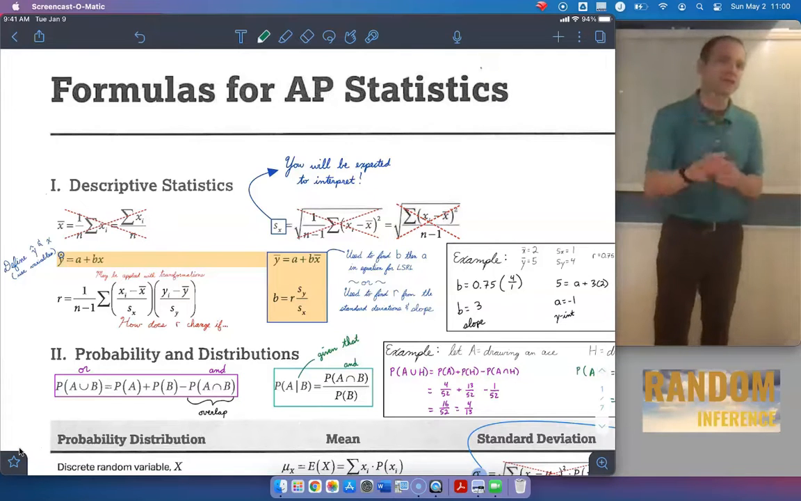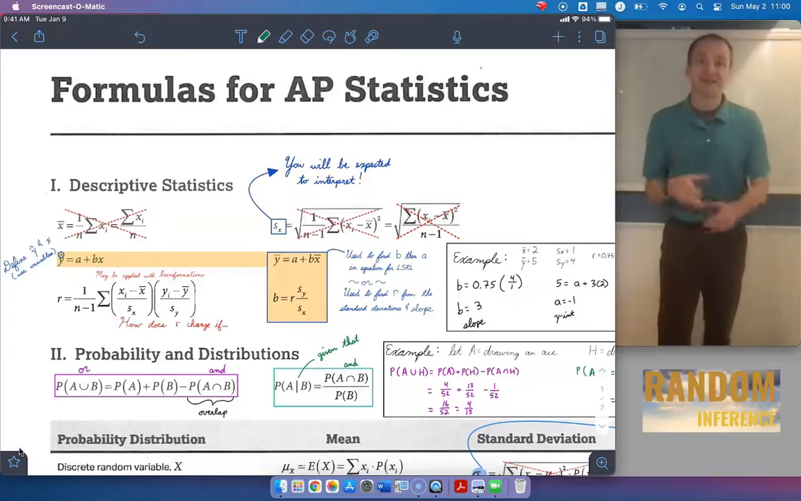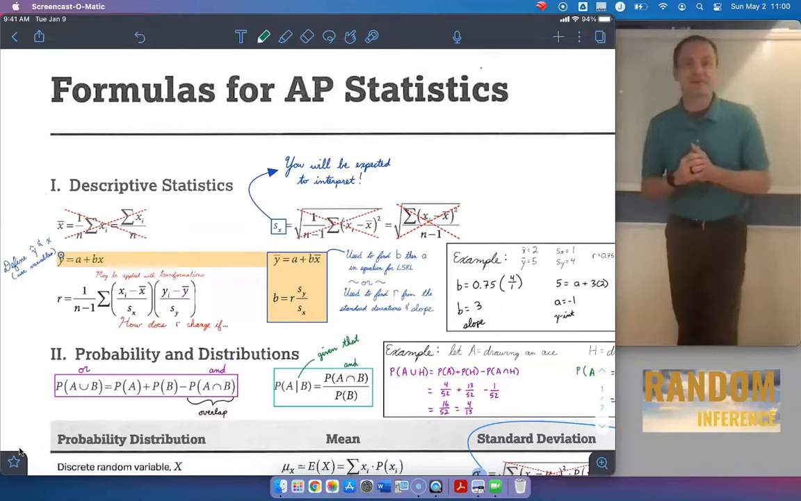So before we start this video, make sure you have with you a pencil, different colored pens, highlighter, and even your calculator, because we're going to see some things that you have to be familiar with how to use. So now let's dive right into the descriptive statistics part of the formula sheet.